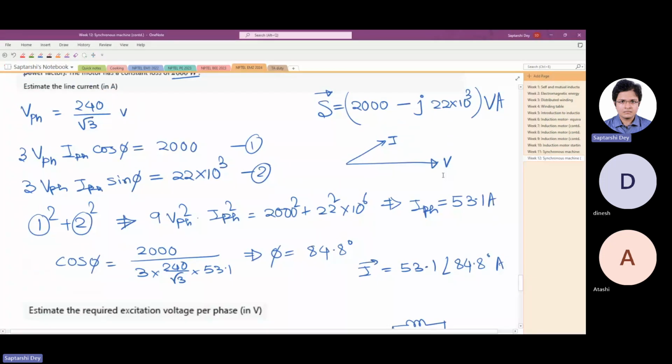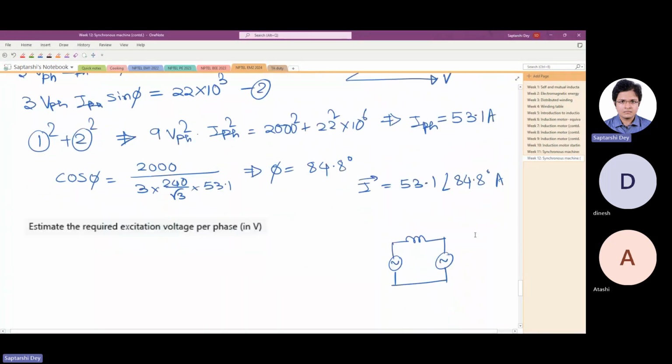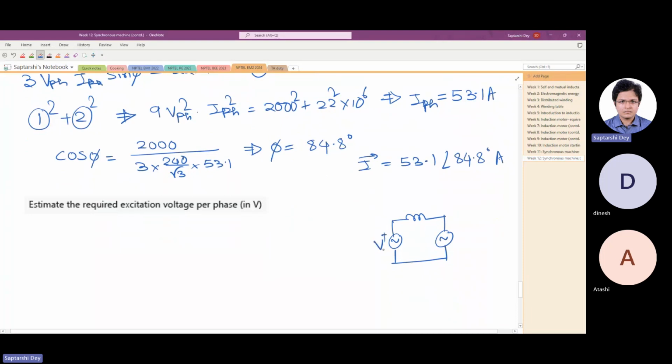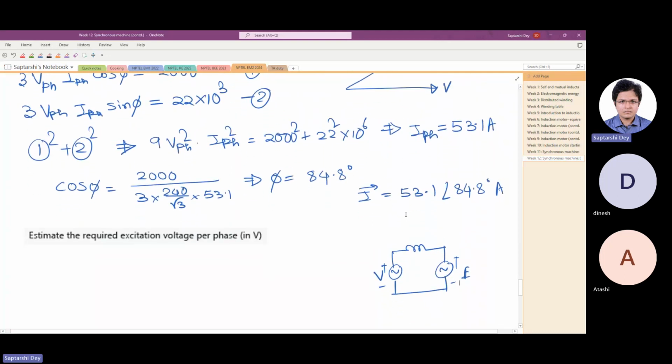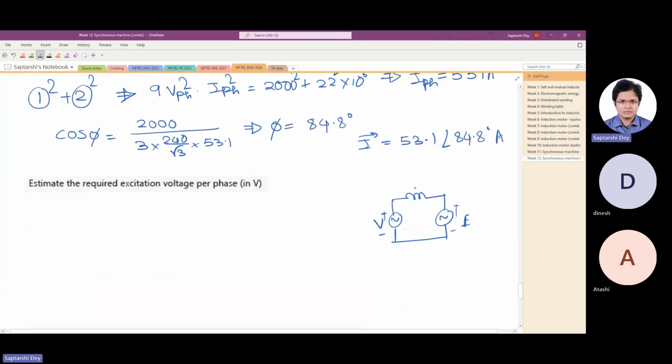Taking V as this and I as this, we did the calculation. When I am taking V here, I have to take the current in this direction, because it's a motor, and only then can it supply power. Now with this, I can write the phasor equation, KVL. That is V is equal to I(R plus jX) plus E. Now you have to do a vector calculation here.